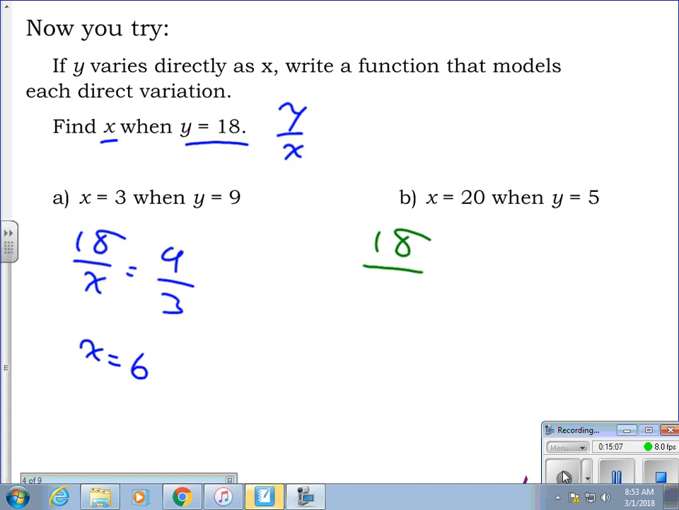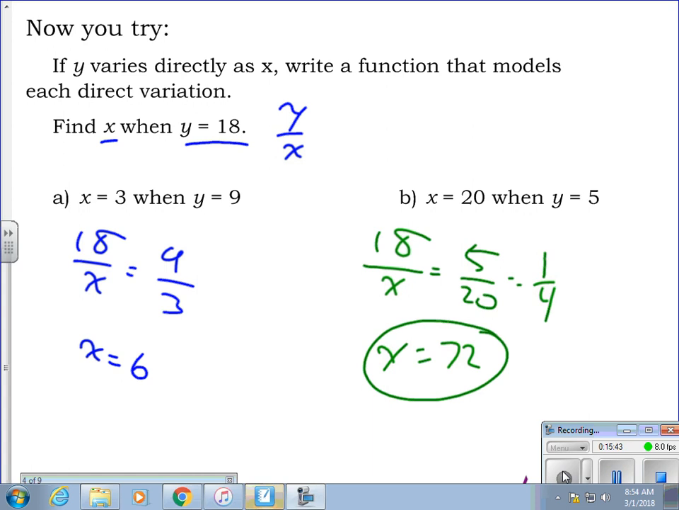18 over x equals 5 over 20. Okay, this one's not as easy to do. Okay, so this one I didn't like. This one I would go ahead and cross multiply, but if you want to reduce first, you can reduce first. I do like to work with easier numbers. 5 over 20 reduces to 1/4. Cross multiply. X times 1 is x. 18 times 4. Let's see, 40 plus 32 is 72. X is 72. Notice the numbers I'm giving you aren't that hard.